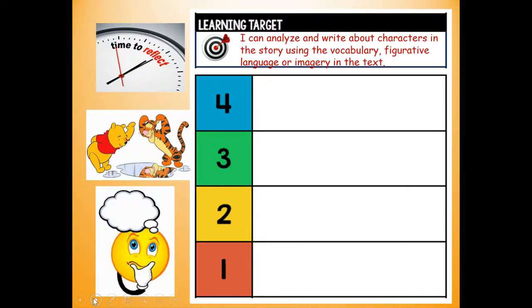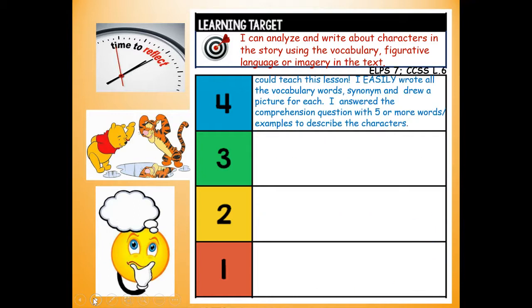All right, at the top, I want you to reflect, give a reflection grade. I can analyze and write about characters in the story using vocabulary, figurative language, or imagery in the text. Would you give yourself a 4? I could teach this lesson. I easily wrote all the vocabulary words, synonyms, and drew a picture for each. I answered the comprehension questions with 5 or more words or examples to describe the characters.